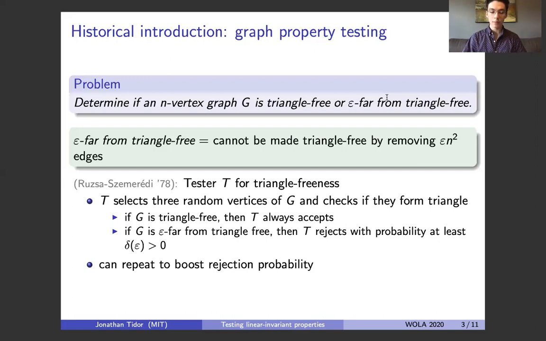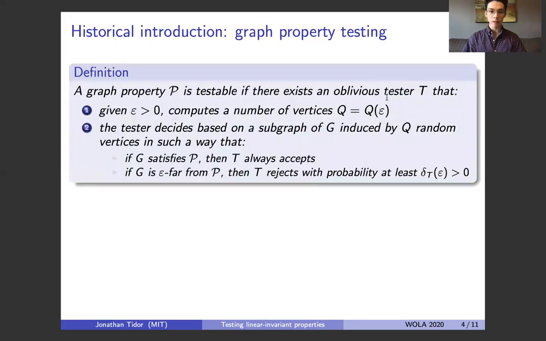Now let's formalize the way that this tester works. We say that a graph property P is testable if there exists an oblivious tester T that works like this. First, it's given a parameter epsilon greater than 0, and it computes some number of vertices Q that depends on this parameter. Then an oracle selects Q vertices of the graph uniformly at random, and then gives the tester access to the subgraph of G induced by those Q random vertices.